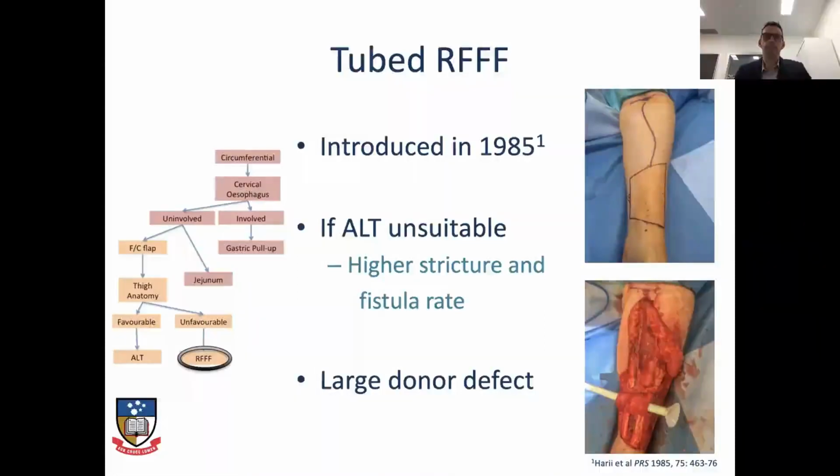Tube radial forearm probably predated the ALT. We do use it if the ALT donor site is unsuitable, but again, in our practice, as the literature would say, there's been a high stricture rate and high fistula rate. It does leave a very large donor defect across the forearm as well.